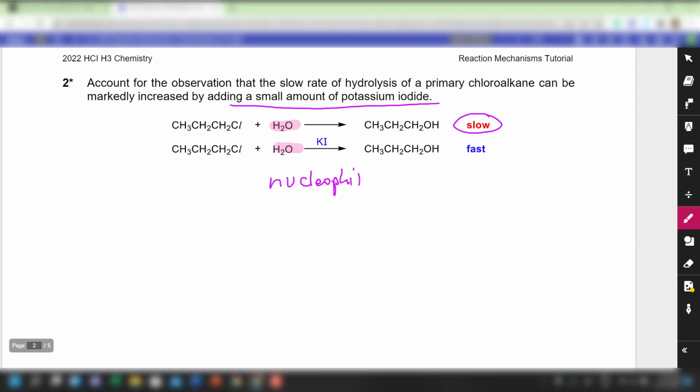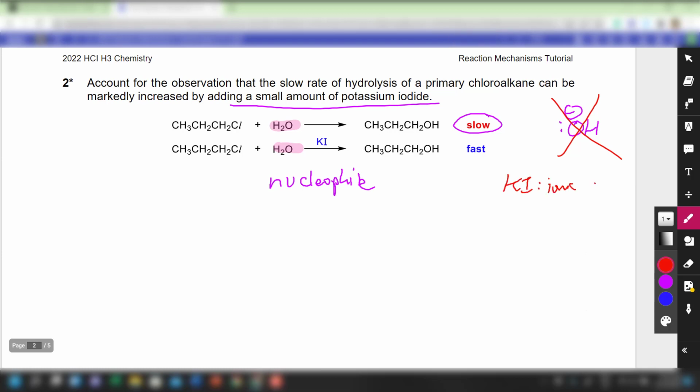In quite a number of scripts which we have marked, we notice that students use hydroxide as the nucleophile. Take note that this is incorrect, because how can I generate hydroxide between H2O and, say, KI? Remember that KI is an ionic compound. In aqueous medium, what you're going to have here is simply K+ aqueous and I minus aqueous, which is iodide aqueous.